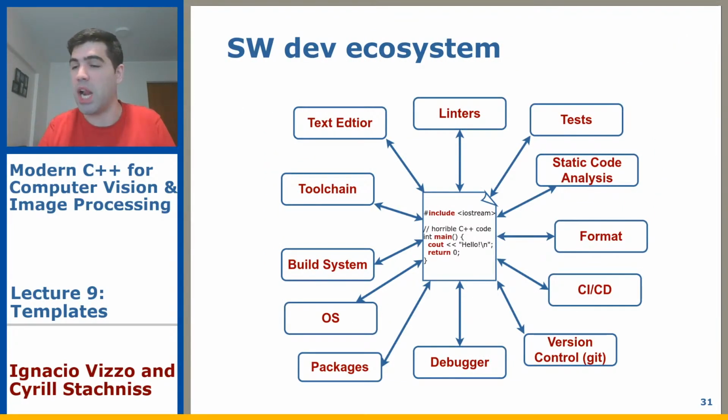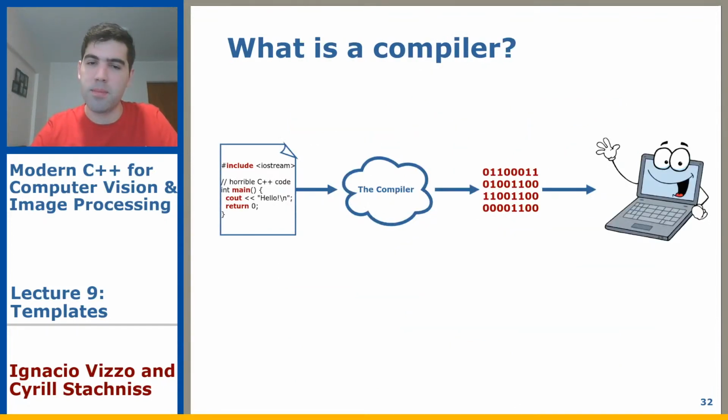We also saw a lot of stuff from the software development ecosystem. So we saw text editors, linters, tests, static code analysis like clang-tidy, clang-format, CI/CD, Git, build systems. So we saw most of the stuff for doing real development.